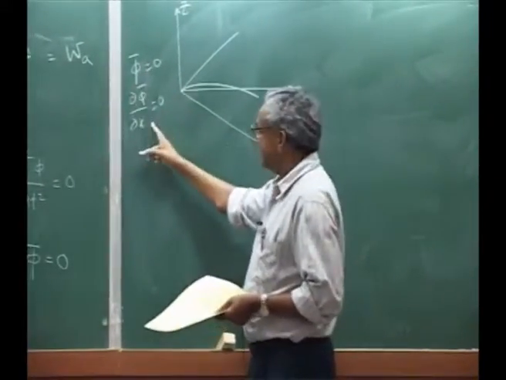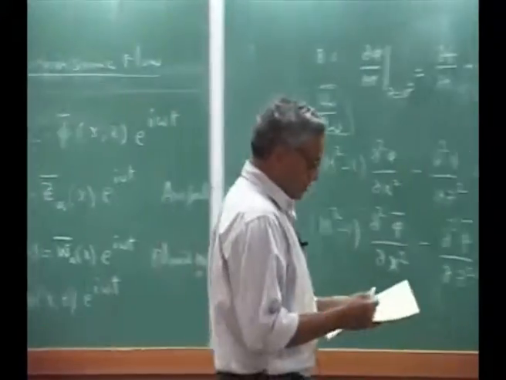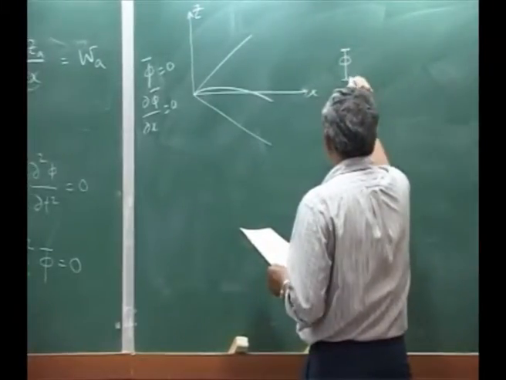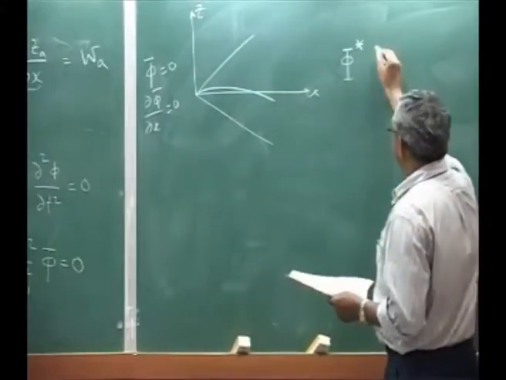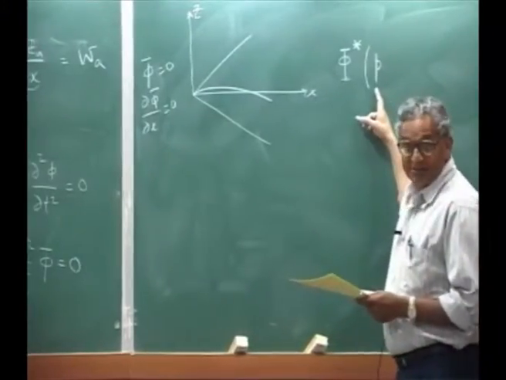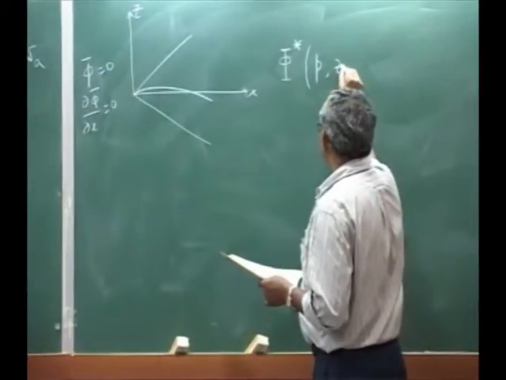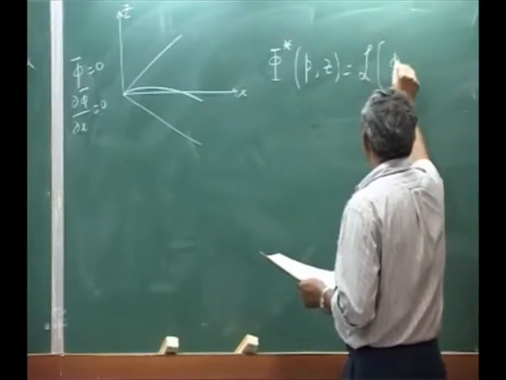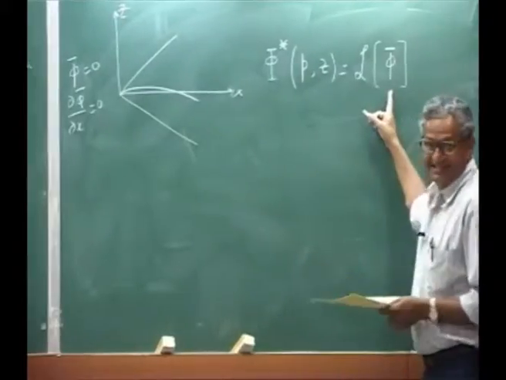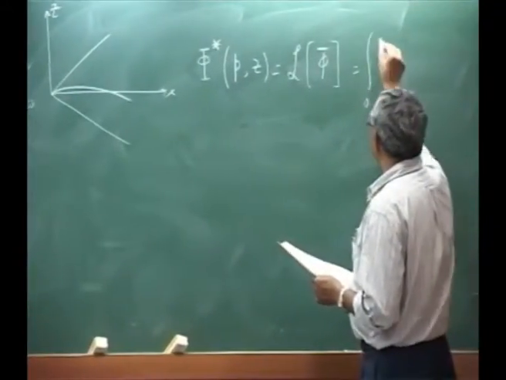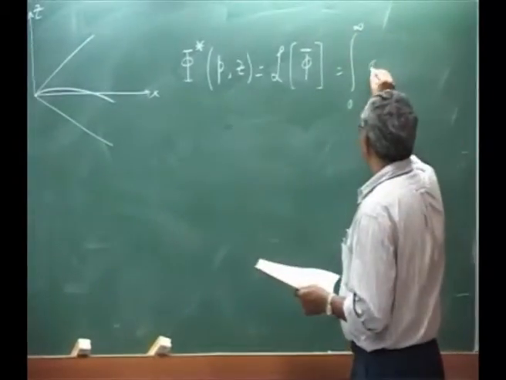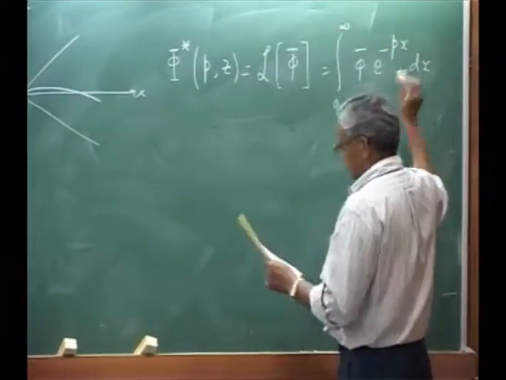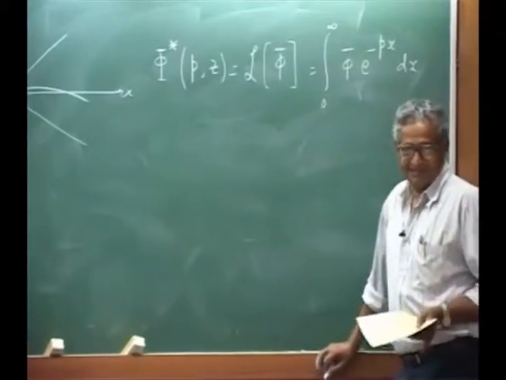Phi is 0, this is 0. Let us write the Laplace transform. I am going to use the symbol phi star of p comma z, where p is my Laplace variable, is the Laplace of phi bar, okay, which is defined as integral 0 to infinity phi bar e power minus p x dx. Okay, this is the definition.